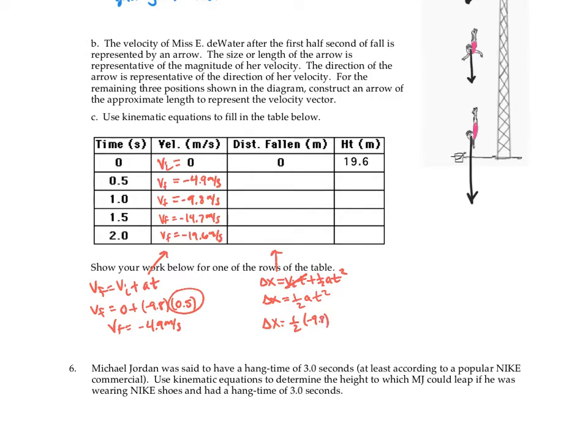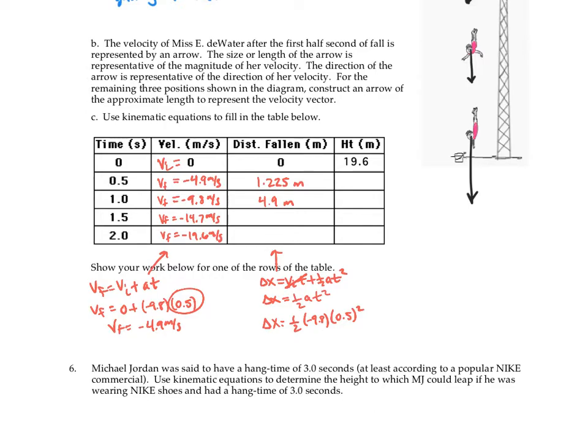So acceleration is negative 9.8. Time would be 1/2. So 1/2 times 9.8 times half squared would be a distance fallen of 1.225 meters. If I change that to 1 second, then that would be 4.9 meters.